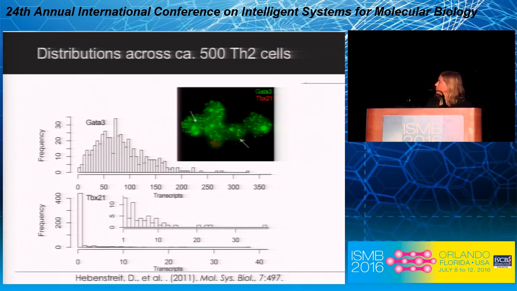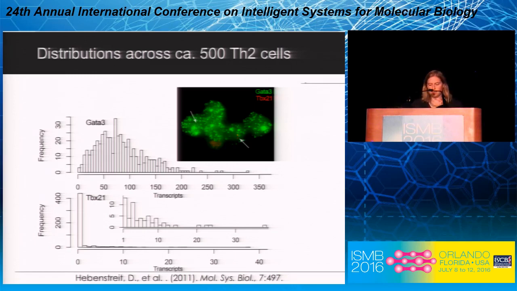The same thing is true for TBX21, which is a transcription factor that's thought to be suppressed by GATA3. And yet you can see that's true in about 400 of the cells, where there are 0 transcripts. And this is after noise filtering for the technical noise in the microscopy. There are still about 100 cells, so 20% of the population, where there are between 1 and 40 transcripts per cell.